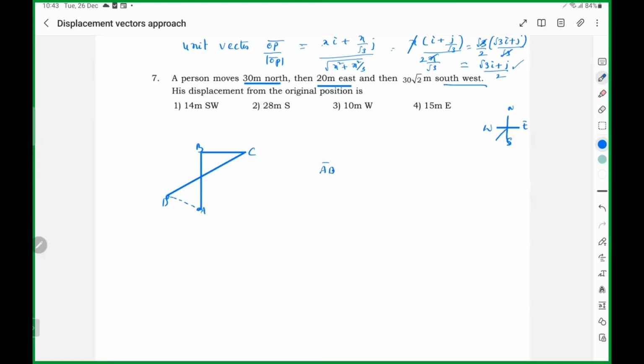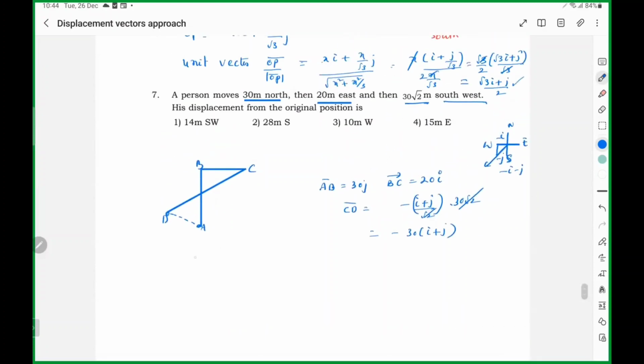he moved 30 meters towards north, I will write J. And then towards east, I will write I. Southwest means this is minus I, minus J. So the vector along southwest is this, but he wants 30 root 2 meters. First we find the unit vector and multiply it by 30 root 2. You get minus 30 into I plus J.